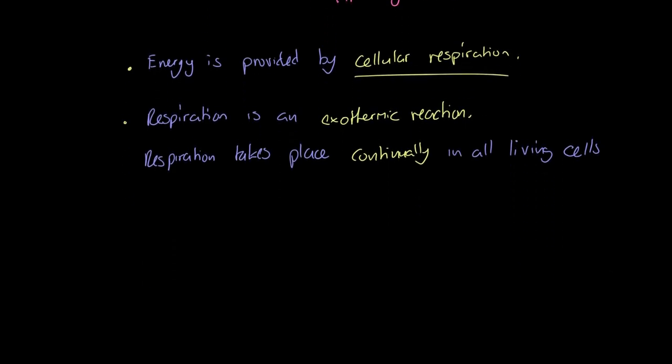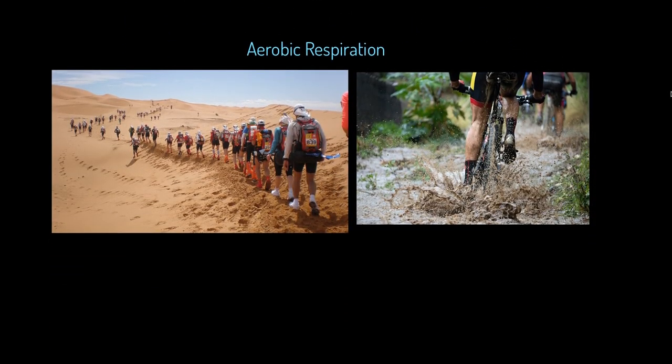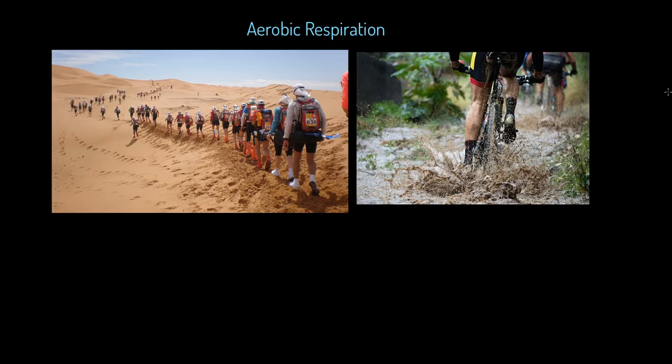With that in mind, let's move on to aerobic respiration. Now, have a look at these images and why I've included them. On the right, someone's going for a bike ride and it's been raining and they're in the forest and it's muddy. Although they're pedaling, they're doing work of moderate intensity. They're not sprinting as such. And that's one feature you might want to reflect on with regard to aerobic.